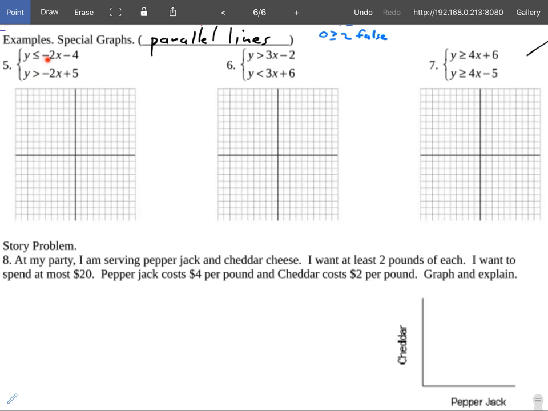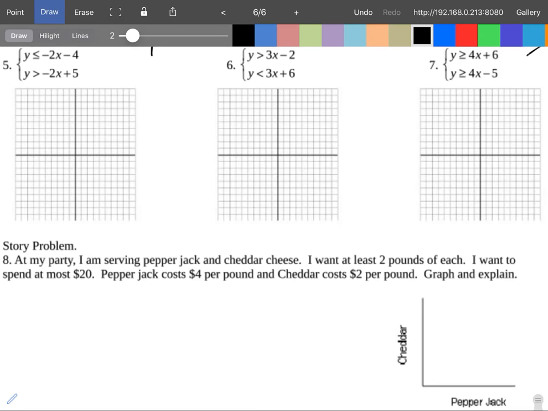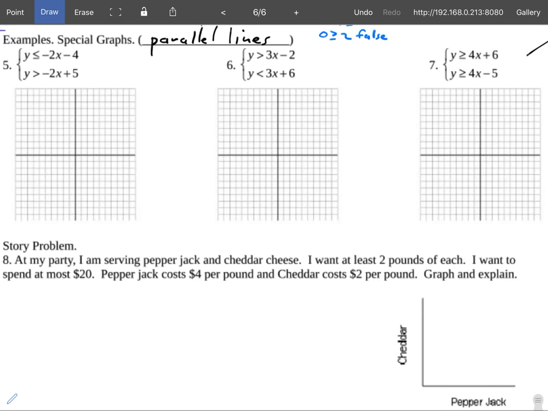On the first one, we got a y-intercept of -4 and a slope of down 2, right 1. And on the second inequality, we have a y-intercept of 5 with a slope of down 2, right 1. So let's do the top one in red. I have a y-intercept of -4, which is right here. And then I have a slope of down 2, right 1. So I'm going to quickly sketch this line for you guys.